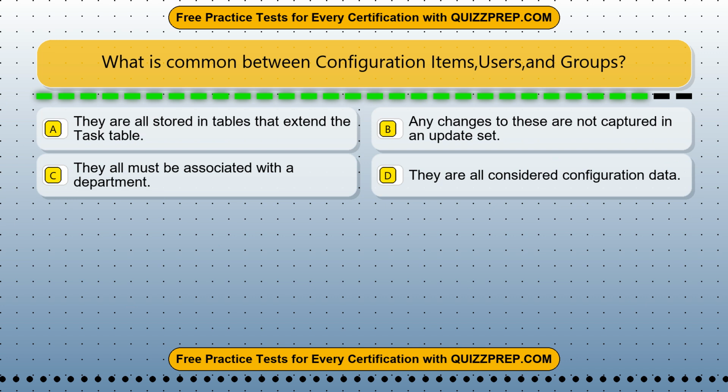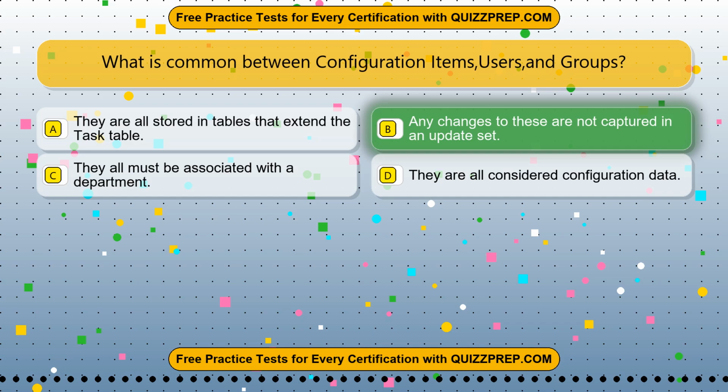Question 174. What is common between configuration items, users, and groups? Option A. They are all stored in tables that extend the task table. Option B. Any changes to these are not captured in an update set. Option C. They all must be associated with a department. Option D. They are all considered configuration data.